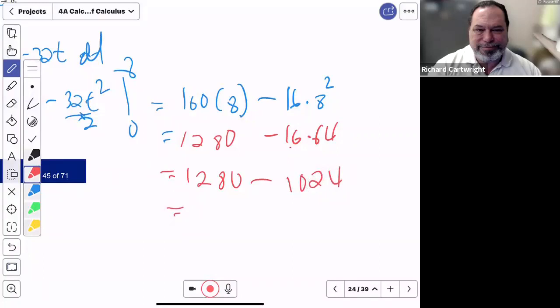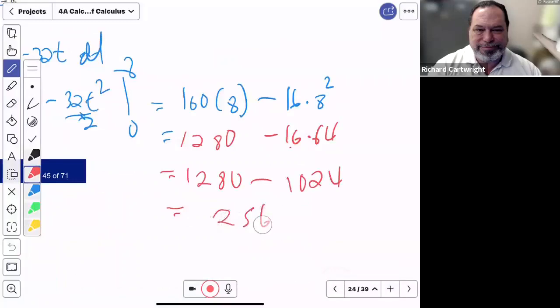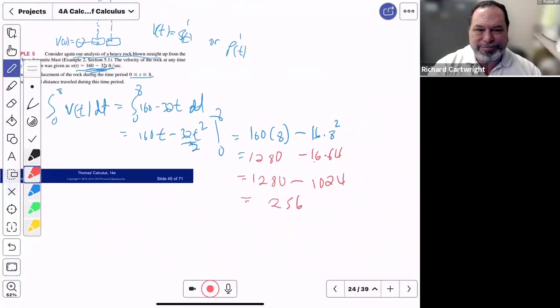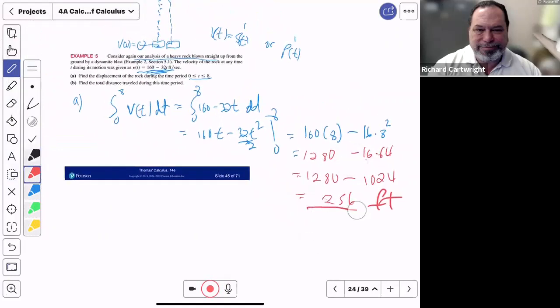176 plus 80, 80 plus, I lost track already. 256. 256. And this was in feet. Feet. Yes, sir. 256 feet. That was displacement.